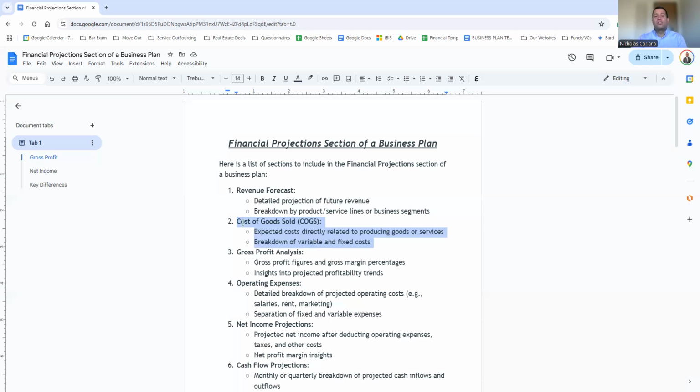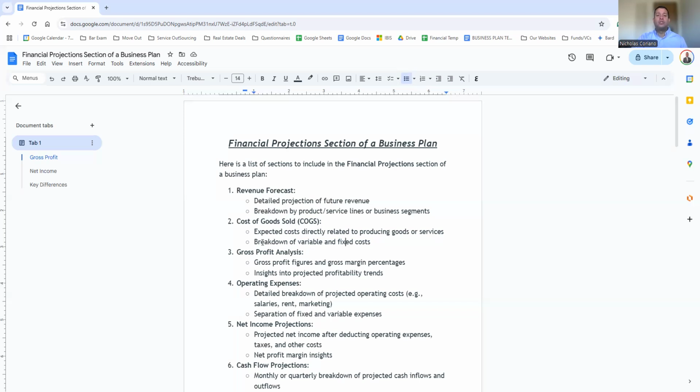So on your cost of goods sold, another section you need to include in your financial projections section, make sure you're including everything directly related, and break down the variable and fixed costs. Another example of variable and fixed costs: if you're running a trucking company, a fixed cost may be your insurance. Every single month is the same. A variable cost may be your gas. It changes depending on how much mileage. You want to break that down.